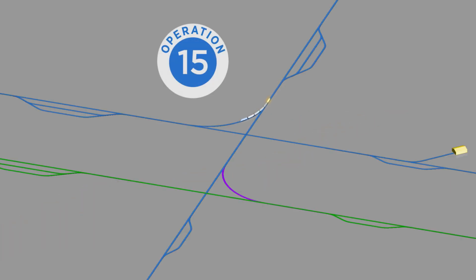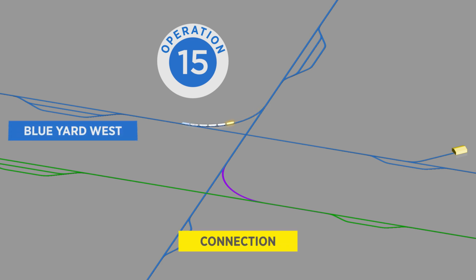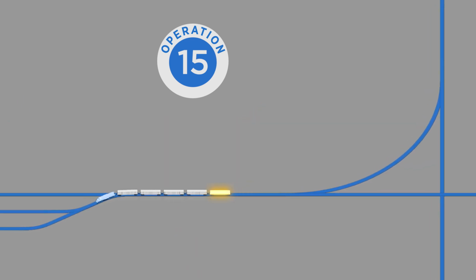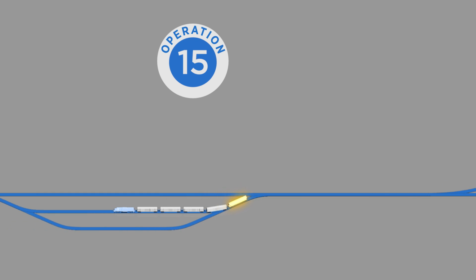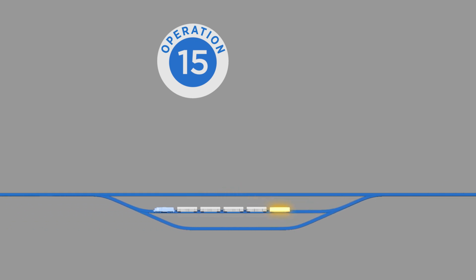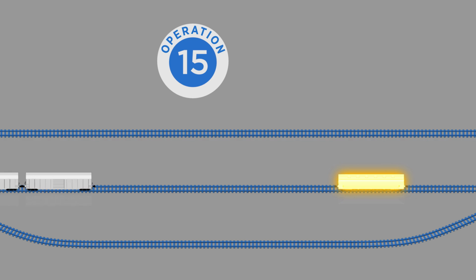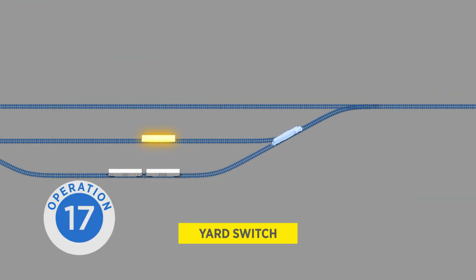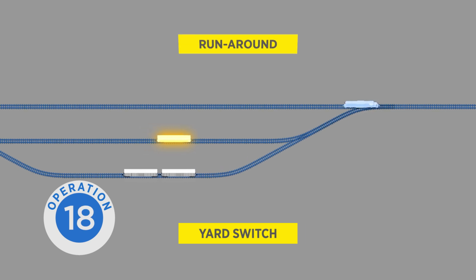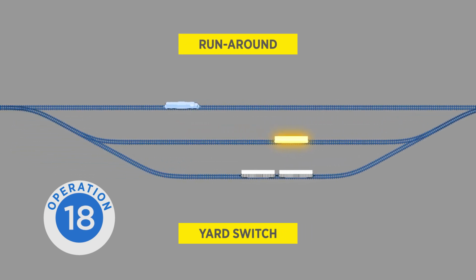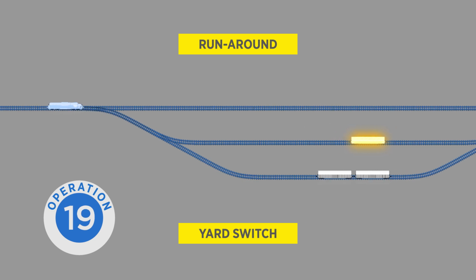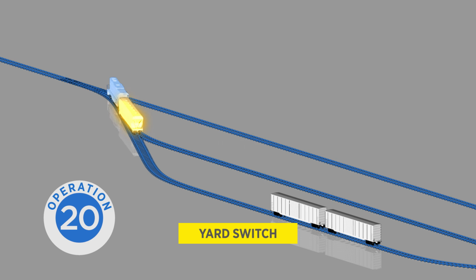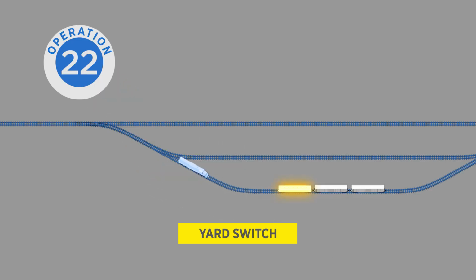Blue Train 2 moves the XYZ car via a connection to Blue Yard West. Here, a yard switch adds the XYZ car to Blue Train 3, the train serving the XYZ Corporation's facility. The runaround depicted is necessary to position the XYZ car so it can be pushed into the XYZ facility's track by the train's locomotive. These operations generally take place in rail yards to minimize disruption and congestion on the railroad's main track.